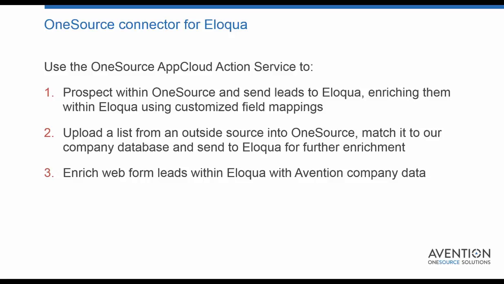First, prospect within OneSource and send leads to Eloqua, enriching them within Eloqua with our App Cloud service. Second, upload a list from another source into OneSource, match it to our company database, and send it to Eloqua for further enrichment. And third, enrich web form leads within Eloqua with Avention company data.